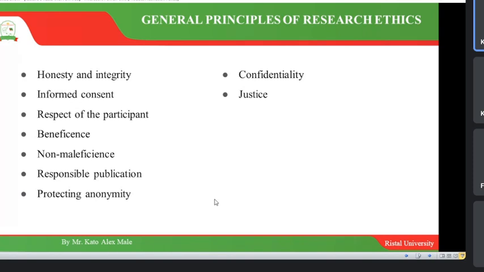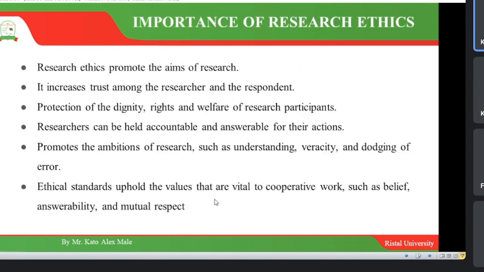Responsible publication. How are you going to publish the findings of this study? We can publish in a medical journal. We can publish at the district or state administrations. We can publish in newspapers, so long as it is an authentic research project. So that is responsible publication. Protecting anonymity, I talked about this. It's a full principle, as well as confidentiality. I talked about this as key principles. Justice, meaning do not be overly biased on one side. Try to resolve all conflicts that may come up from the findings of this study.